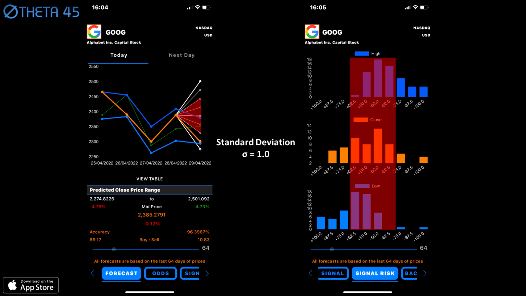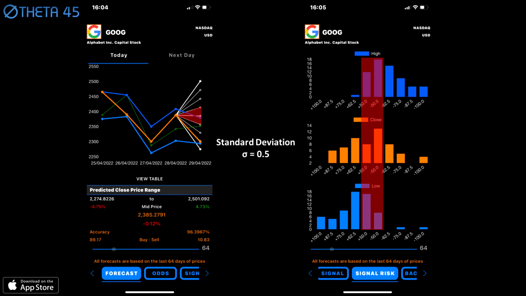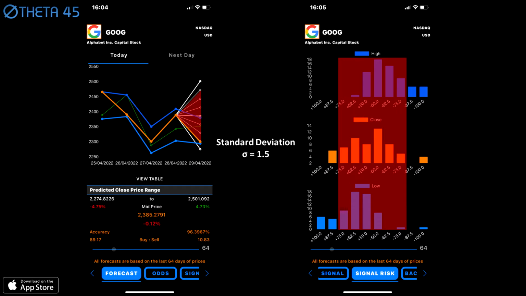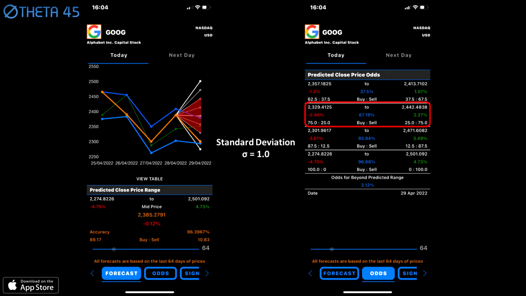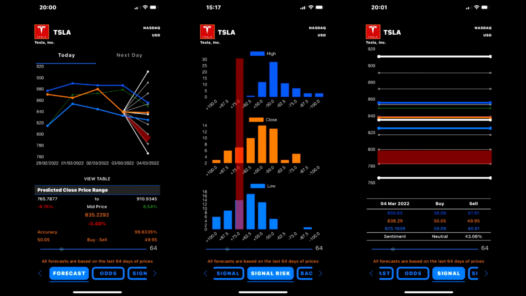In the last 2 episodes, we used Theta 45's signal risk screen to determine our buy score, and then used the odds screen to convert the buy score into an actual buy price. But how can you as a trader be confident that this price is low enough to buy so that you can sell at a higher price, either that same trading day or by the end of the next trading day?